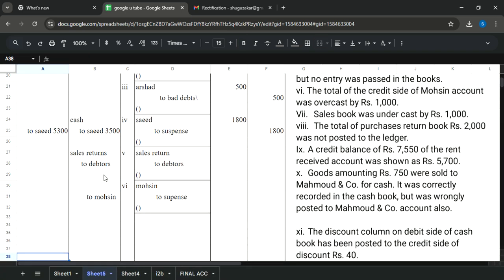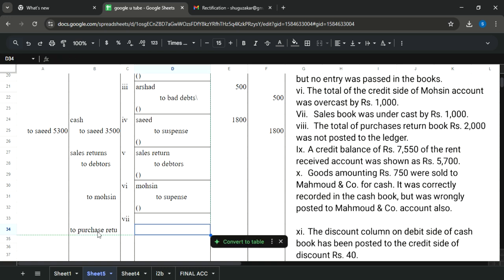Now after 6th entry, we will focus upon 7th entry. Let's read out. Total of purchase return. As you know that purchase return should be written on credit side. What happened? 2000 was not posted to the ledger. It means you were required to write purchase return on credit side. We have not written. When we realized it's better to write purchase return on credit side, and in this way our entry is rectified. Nothing is present to be written on debit side. For that purpose you will write suspense. So in this way our 7th entry is completed.